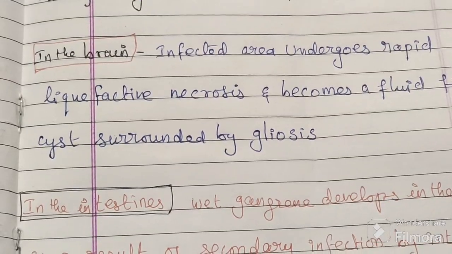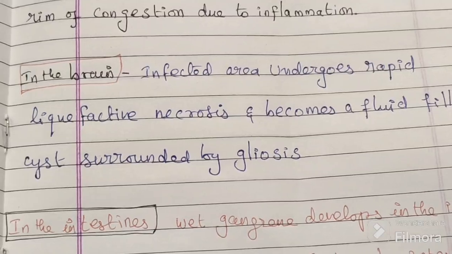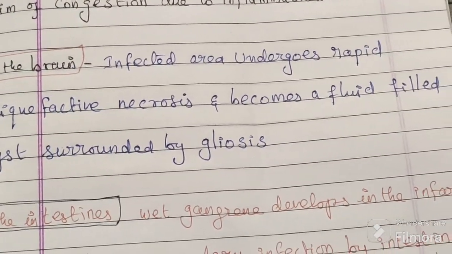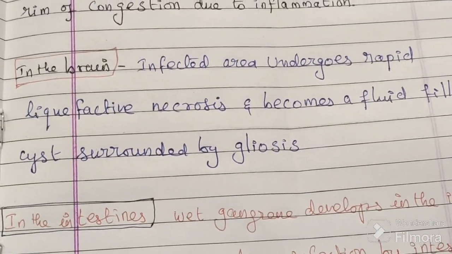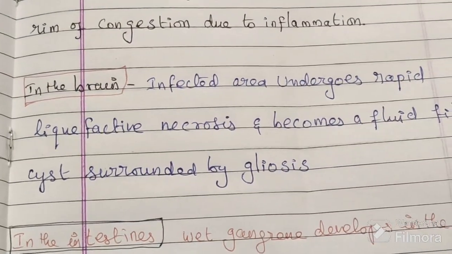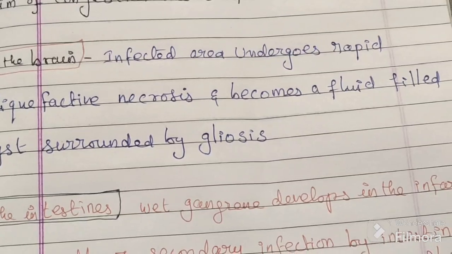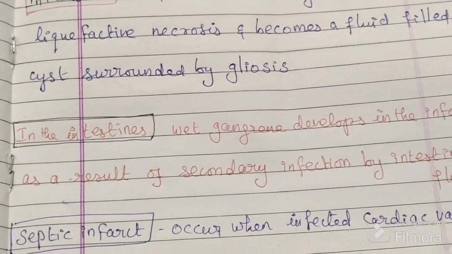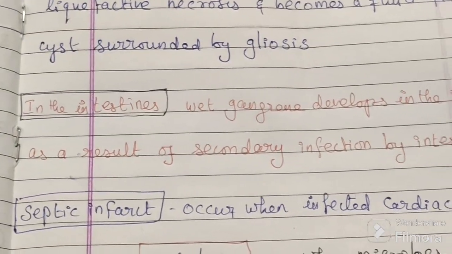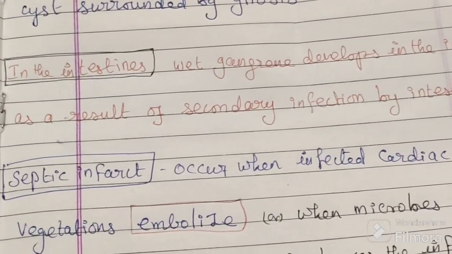In the brain, the process is somewhat different. The infarcted area undergoes rapid liquefactive necrosis and becomes a fluid-filled cyst surrounded by gliosis. In the intestine, wet gangrene develops in the infarct as a result of secondary infection by intestinal flora.